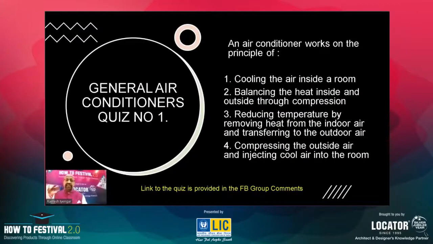Here is General Air Conditioners quiz number 1. If you are attentive, this should be a breeze for you to answer. But do pay attention to the answers. They're a little tricky. An air conditioner works on the principle of: 1, cooling the air inside a room. 2, balancing the heat inside and outside through compression. 3, reducing temperature by removing heat from the indoor air and transferring to the outdoor air. And 4, compressing the outside air and injecting cool air into the room.